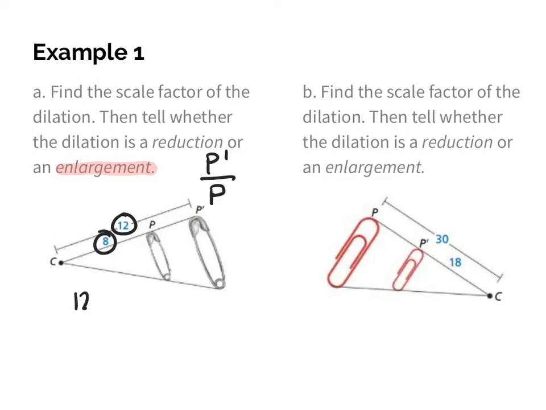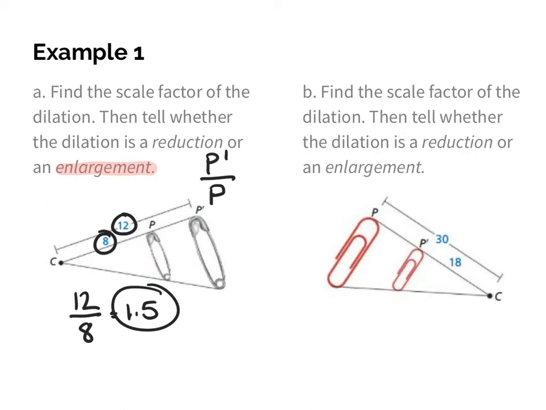So to find the scale factor, I'm going to take 12 and divide it by 8, which would give me a scale factor of 1.5. Okay, which means that this paper clip is 1.5 times larger than the smaller paper clip. We can do the same thing here.